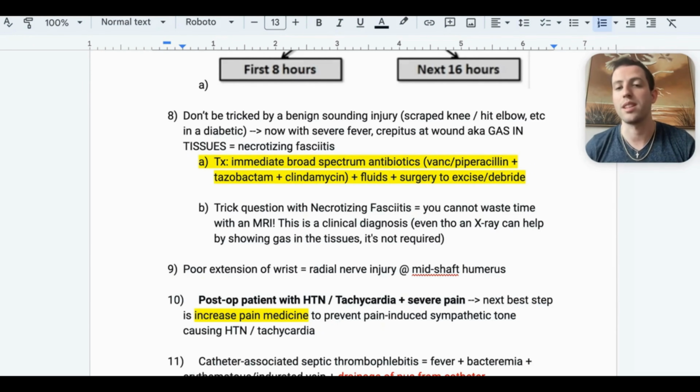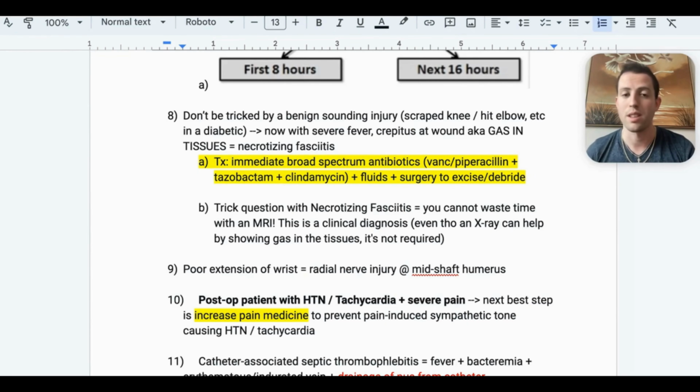Anytime on the boards you see gas in tissues, as well as in real life, this is really bad. And so this is going to be something like gas gangrene, necrotizing fasciitis. So the treatment is going to be immediate broad spectrum antibiotics because basically their fascial planes and their muscles are just disintegrating and the gas is just infiltrating up into their tissues. So you want to put them on vancomycin and piperacillin plus tazobactam and clindamycin. The clindamycin helps with the toxin production from necrotizing fasciitis.